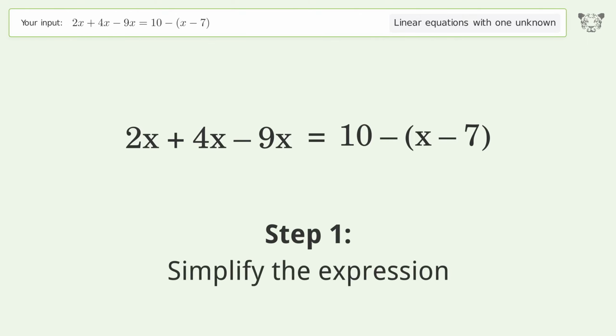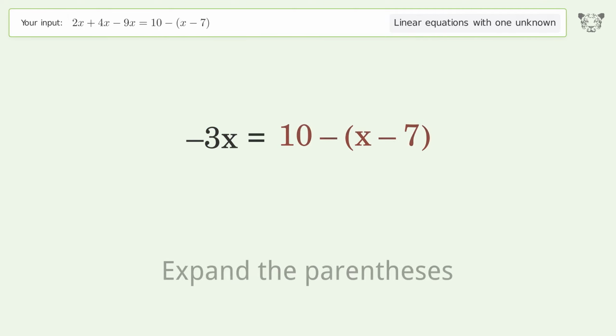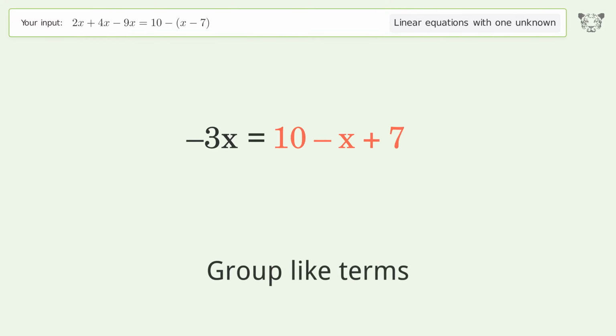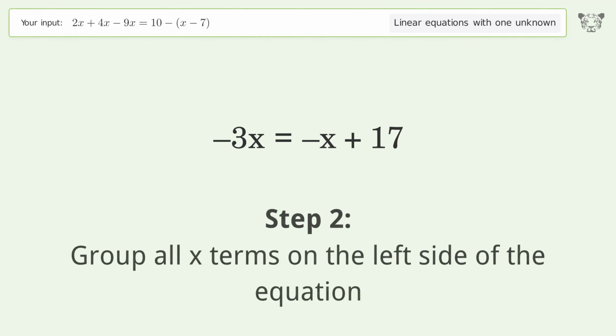Simplify the expression. Simplify the arithmetic. Expand the parentheses. Group like terms. Simplify the arithmetic. Group all x terms on the left side of the equation.